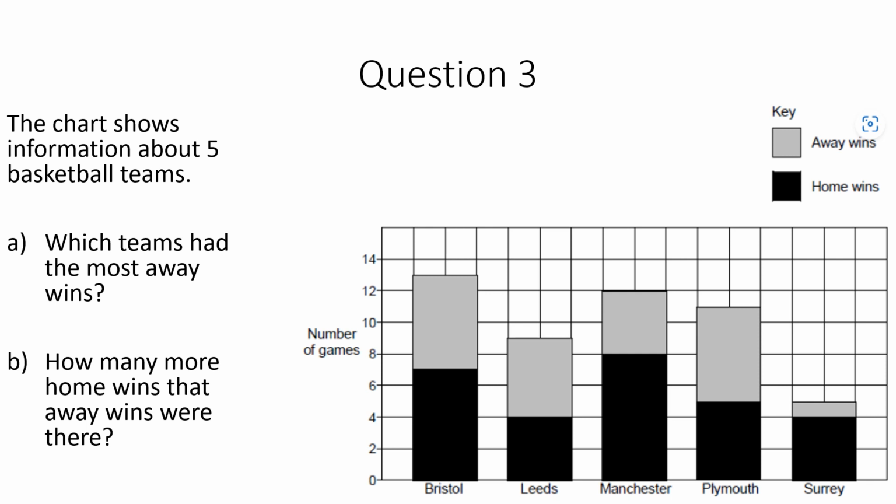So on each of these bars you can see the black is for home wins, the grey is for away wins. So I'd like you to answer these two questions relating to this.